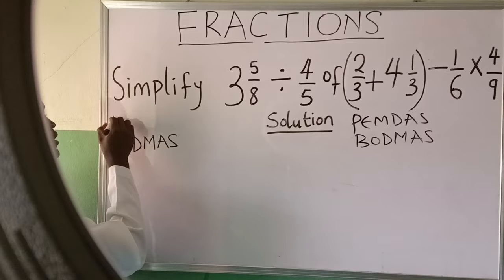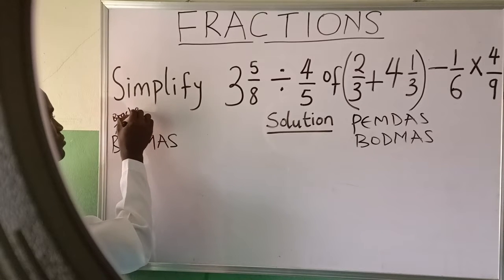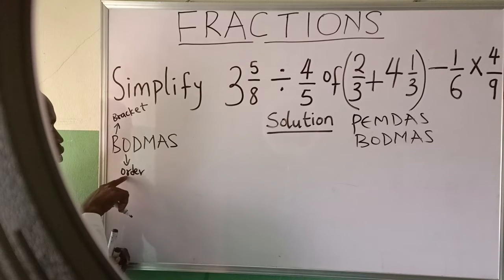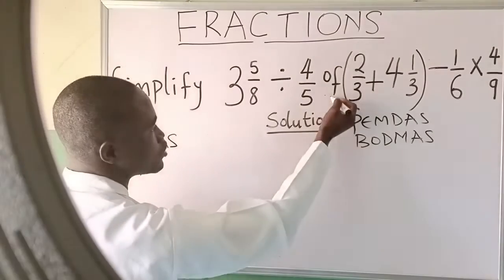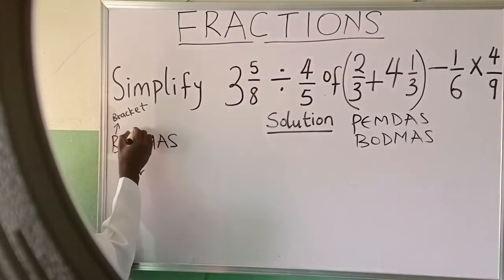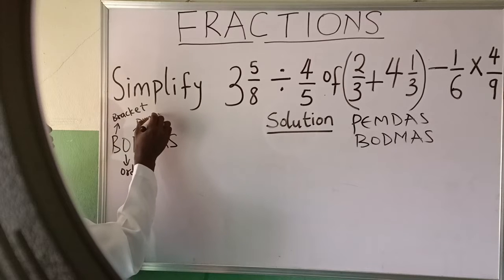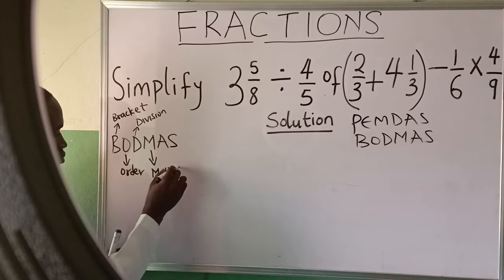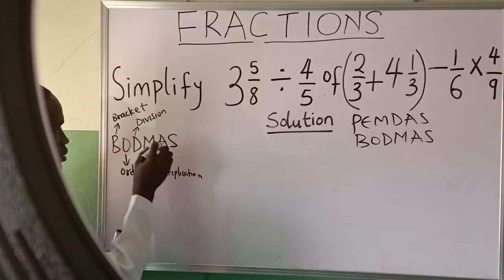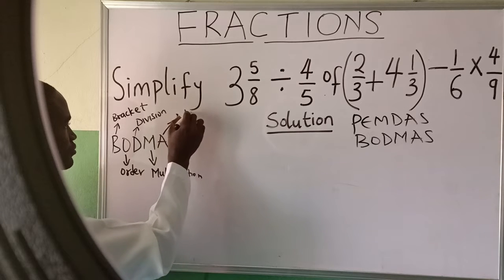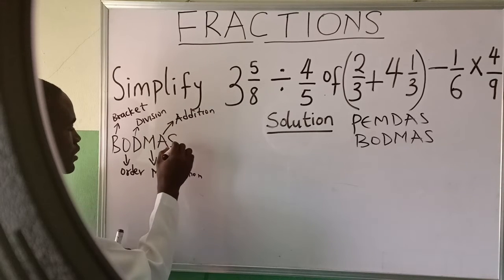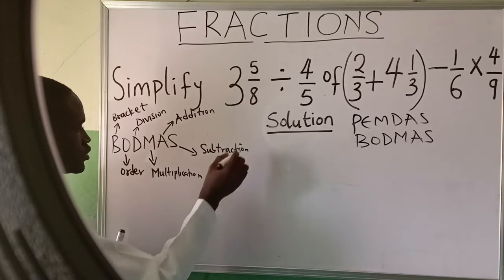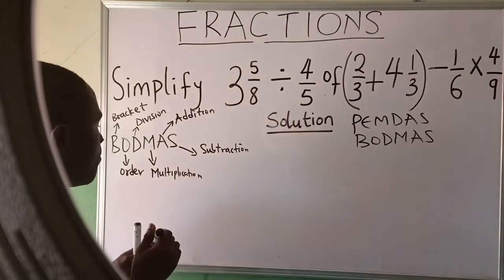In this, B means bracket, O means order. And when you see O, that is order, it means you are talking about of. D means division. M means multiplication. A means addition. And S means subtraction. So that is the meaning of the word BODMAS.